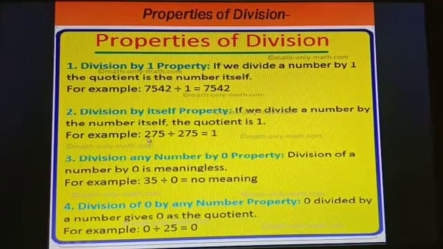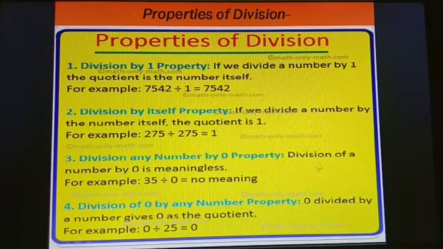Example, 275 divided by 275 is equal to 1. If you are taking a small example, 5 divided by 5, 5 ones are 5. So the answer will be 1. Next, the division by 0 property.